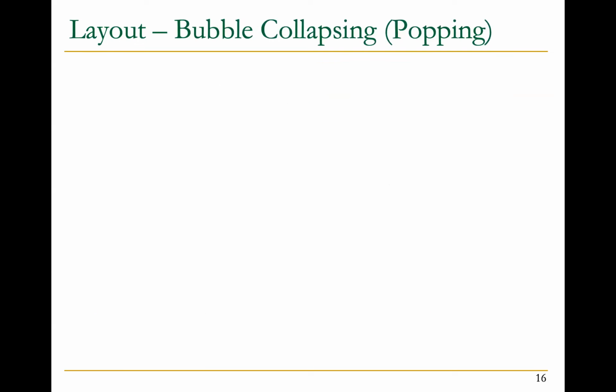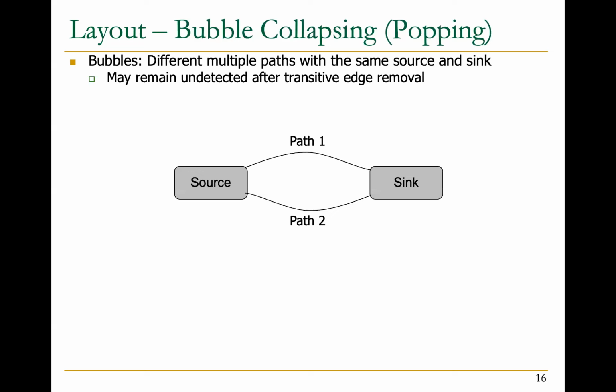And the next one is actually the bubble collapsing or popping. So bubbles are multiple different paths with the same source and sink, and such bubbles may remain undetected after transitive edge removal. So there may still be such paths where we start from a source and end up in the sink state, and there are actually multiple paths doing the same thing. And then we call that a bubble because, as this image also shows, there seems to be a bubble over here. And our goal is to pop this bubble, right?